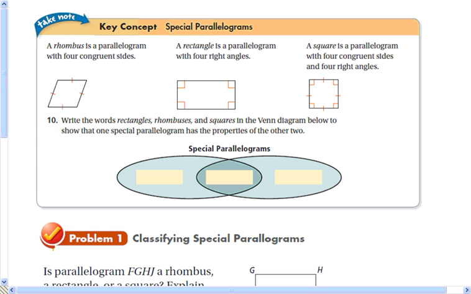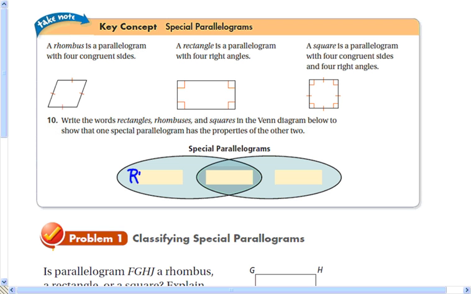All right, so a couple of special parallelograms. A rhombus is a parallelogram with 4 congruent sides. A rectangle is a parallelogram with 4 right angles. And a square is a parallelogram with 4 congruent sides and 4 right angles. So we're going to write the words rectangles, rhombuses, and squares in this Venn diagram.